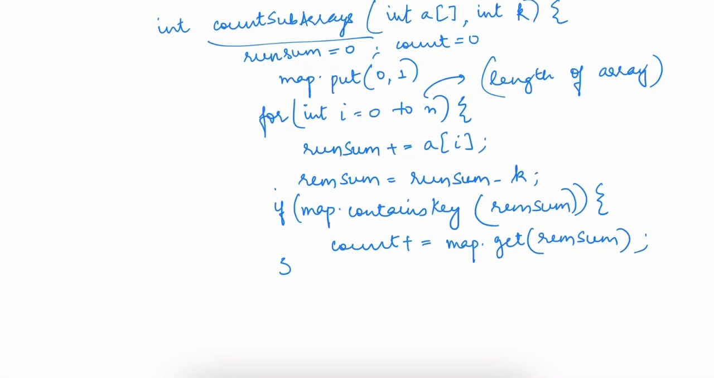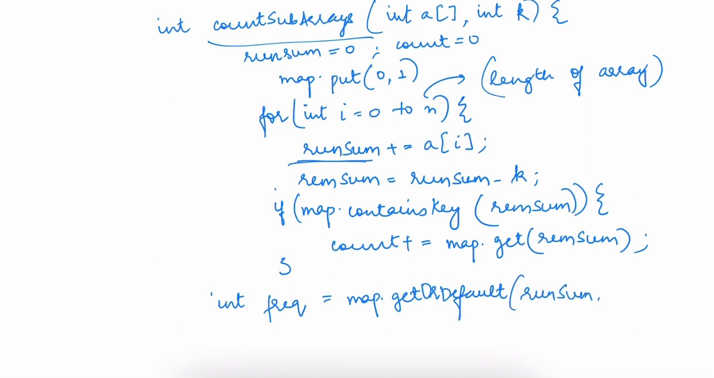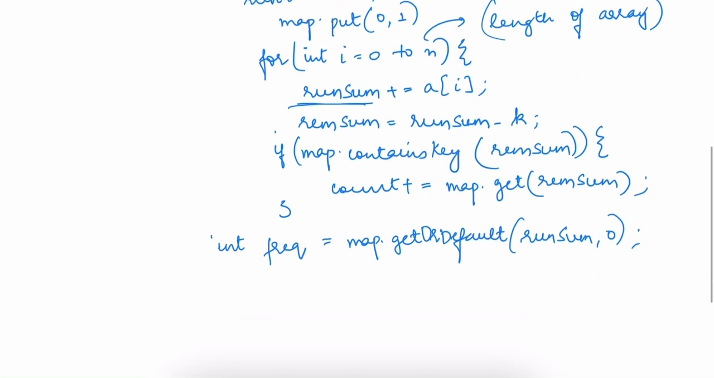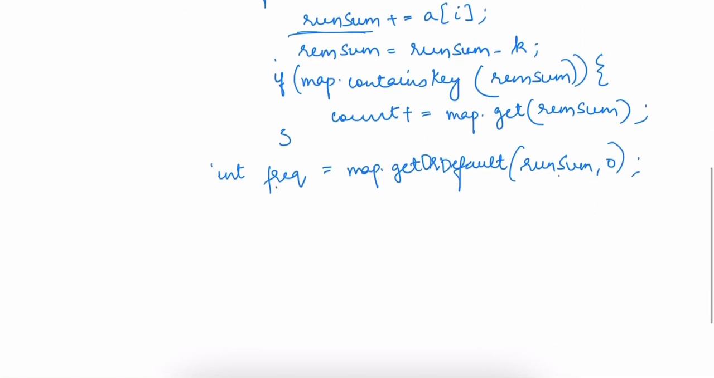So after we have checked the remaining sum, the next step was to add the entry for the running sum in the map. So for that, we are first going to get the value for the running sum in the map, whether it exists or not. So what we are going to do is getOrDefault running sum comma 0. So if running sum exists, then it is going to give the value. Otherwise, it is going to default to 0. And then we are going to put it in the map. map.put the running sum, comma, frequency plus 1.